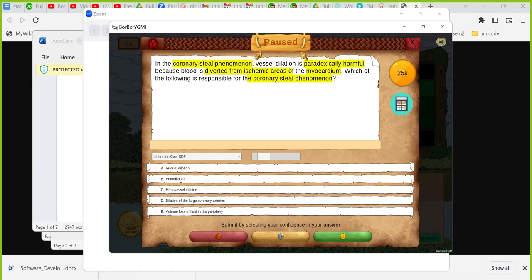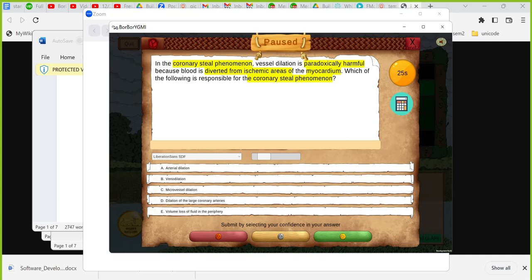So there's also vertebral, there's coronary steal, and another phenomenon that happens with your vertebral blood supply to your brain. So this is a physiological thing that happens in a lot of different areas of the body. So what are we thinking about here?